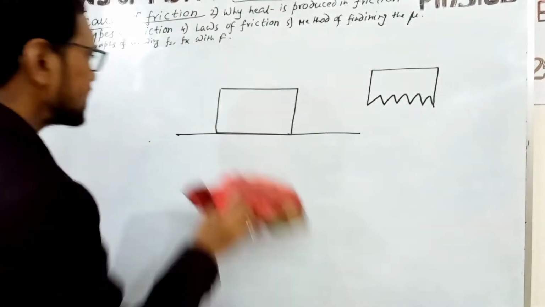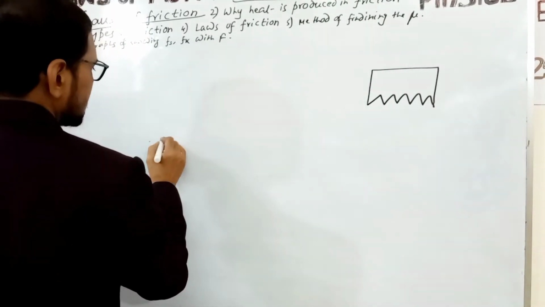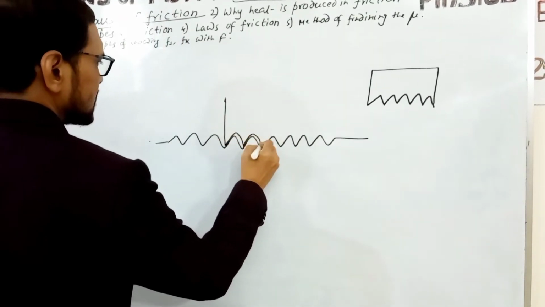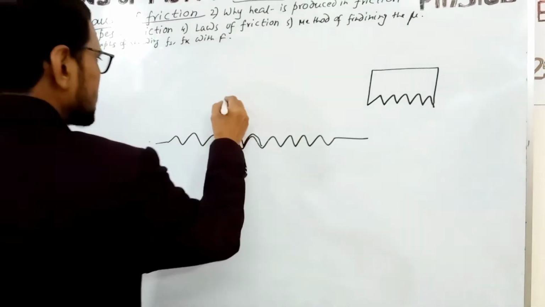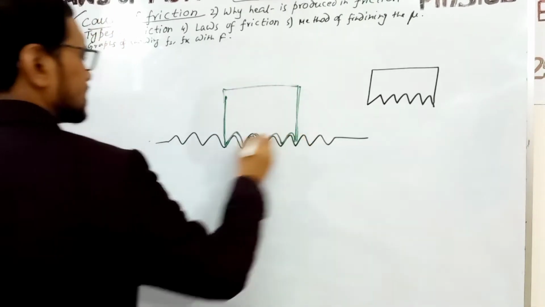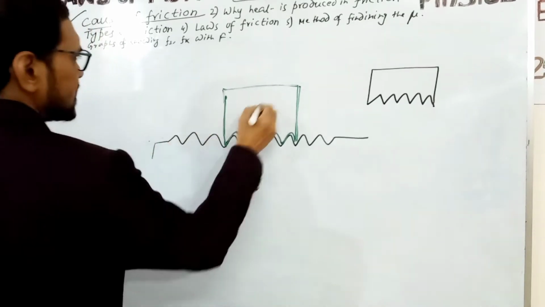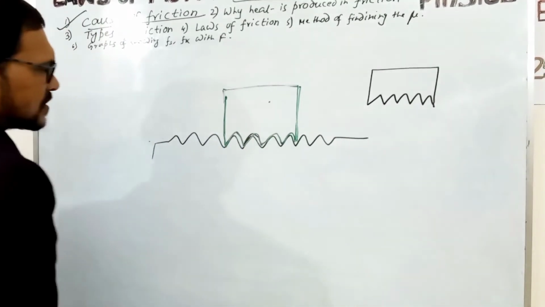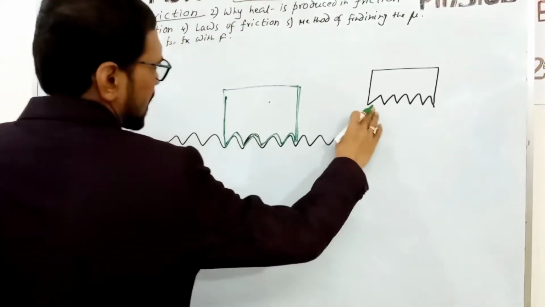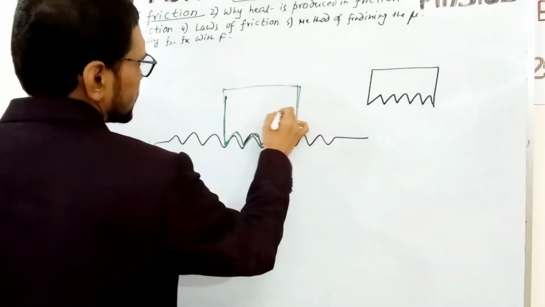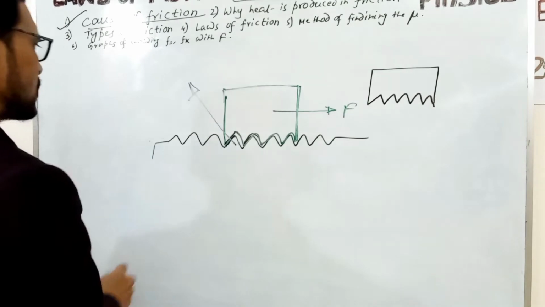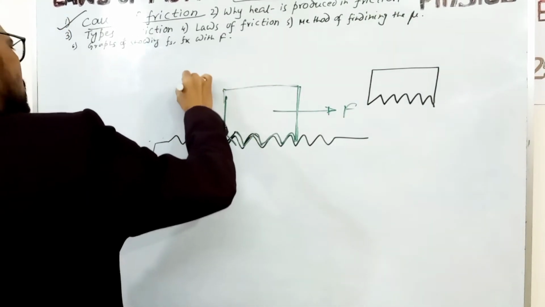Suppose this is a ground surface, and this block is kept on the ground surface. If we see microscopically, then every surface is rough. There is roughness on each surface. So when a force is applied on this block, this edge and this edge are in contact. Here a contact force acts in this direction, and here a contact force acts in this direction.